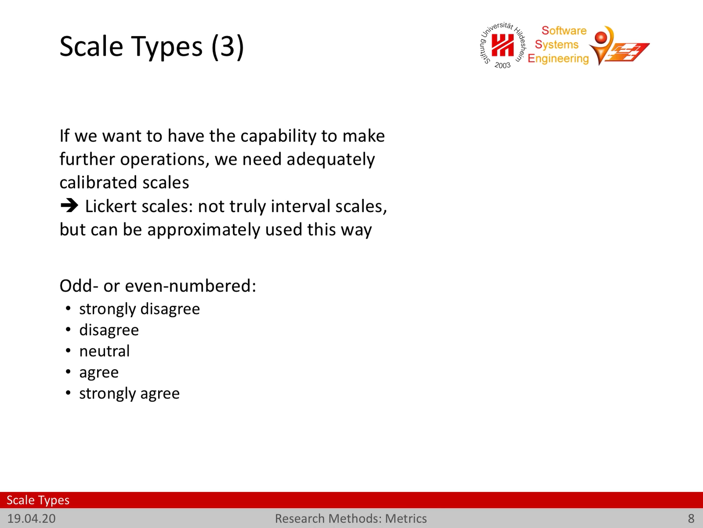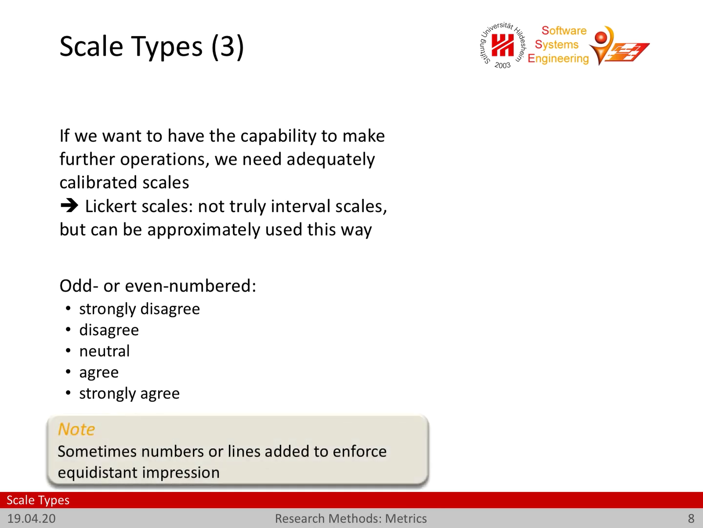And the idea is, and people try to calibrate it in just this way, that the difference between what people mean with a strongly disagree and a disagree is in some sense similar to the distance between a disagree and a neutral. So from that perspective, one could use it as an interval scale, meaning one could do more than just what is possible for an ordinal scale, but still I would recommend to be very, very careful with that.